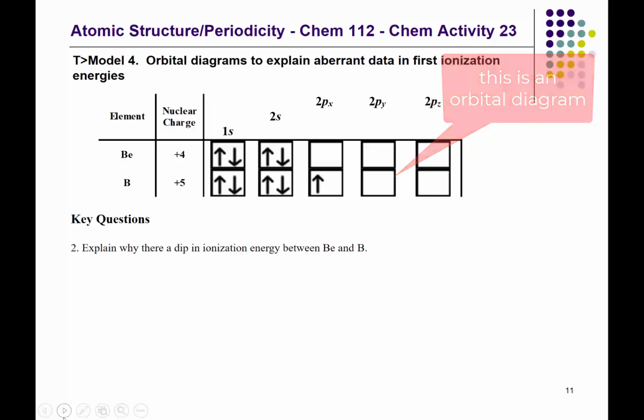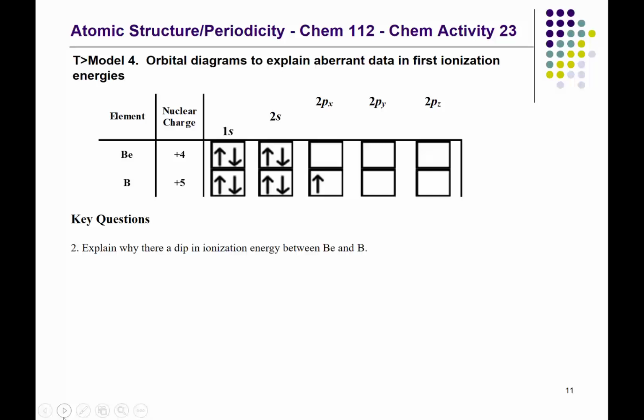So we've got the beryllium, the boron. I've written their nuclear charge. I've written the orbital diagrams. I'm also trying to indicate that the 2s orbital is of higher energy than the 1s, and more importantly, the 2p orbitals are of higher energy than the 2s orbitals.